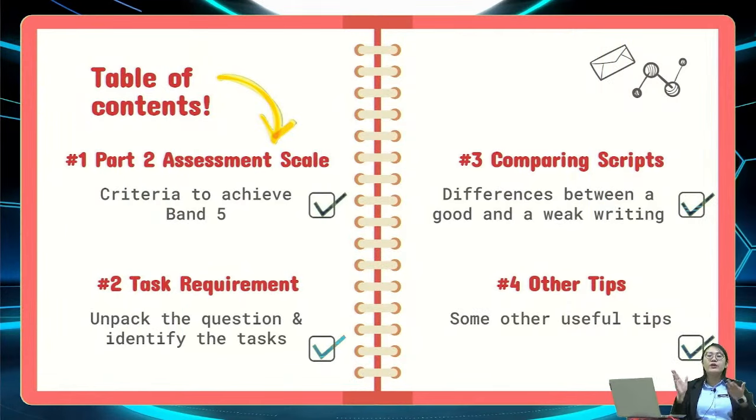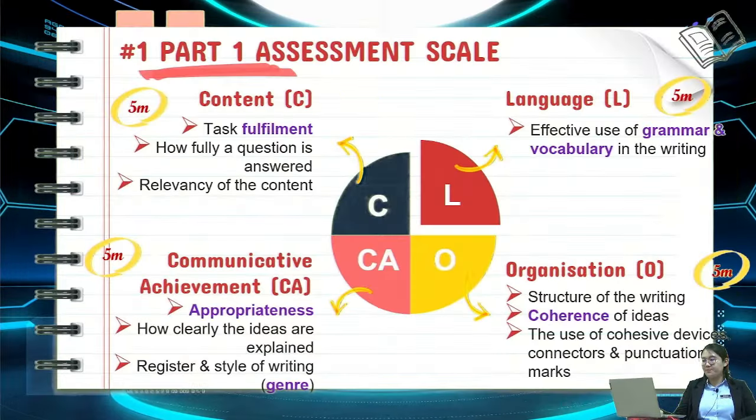We're going to look at the assessment scale for part 2. How do we achieve band 5 for part 2? And also we are going to analyze the question. We are going to look at one sample question, unpack the question and identify the task. Then we are going to compare two different scripts, a good piece of writing and a weak piece of writing, and also some other useful tips that we have for part 2.